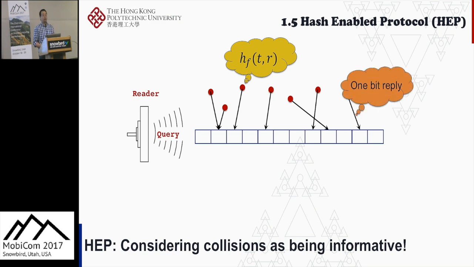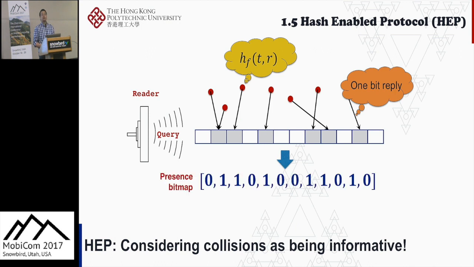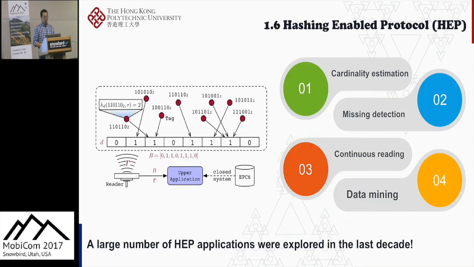In the time slot, each tag only transmits a 1-bit signal to show its existence instead of the whole EPC number. At the end of the frame, the reader abstracts the result into a present bitmap. Each bit in the bitmap corresponds to a time slot. If there is a reply, the bit is set to 1. If there is no reply, the bit is set to 0. So what can we do with the present bitmaps?